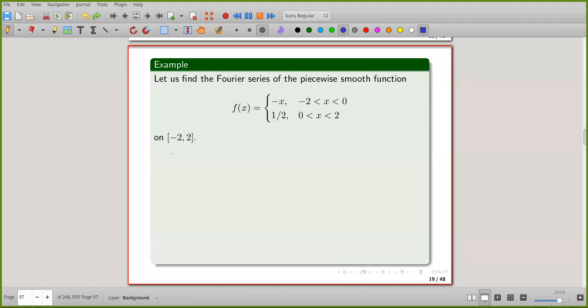Okay, let's see an example. Let us find the Fourier series of the piecewise smooth function. So let's make the graph of this function. And this example will make everything very clear.